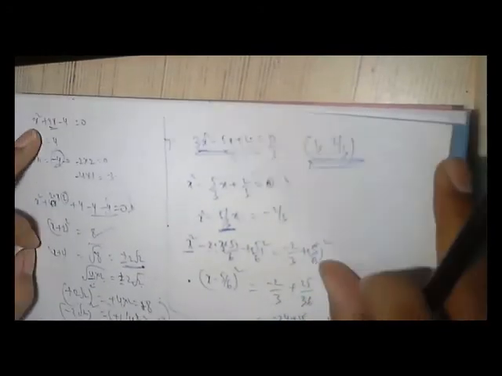Now let us see the earlier equation x square plus 4x minus 4.